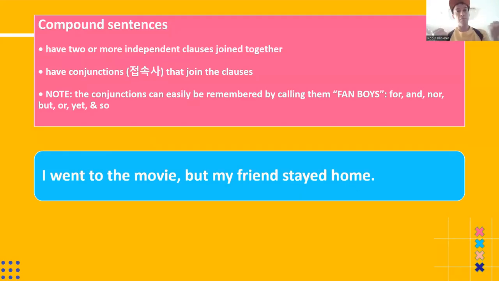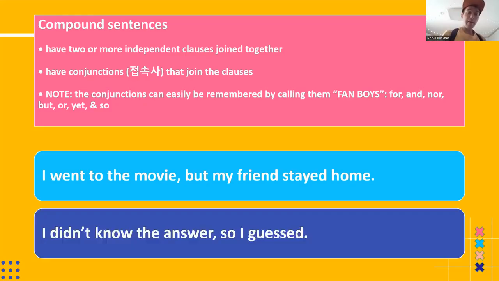So we're taking 2 independent clauses, combining them using fanboys. For, and, nor, but, or, yet, so. So fanboys, it's like the glue. We're combining 2 things, 2 complete thoughts. Here's another example. I didn't know the answer. That's a complete thought. That's an independent clause. I guessed. That's a complete thought. That's an independent clause. We can combine them using fanboys. So now we have a compound sentence.